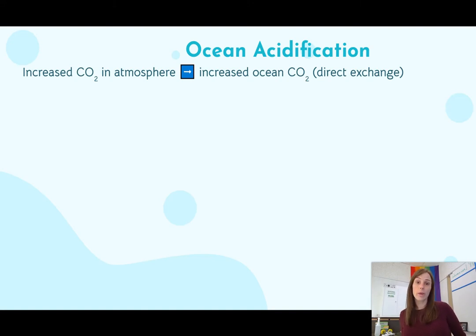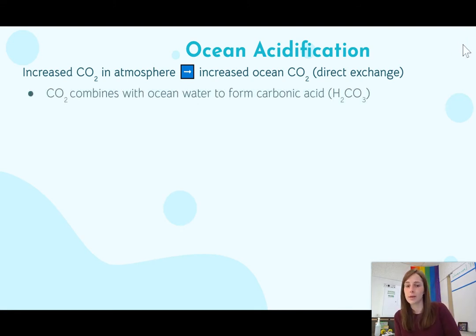Now, one of the things that's really important to remember is that what's happening in the atmosphere also happens in the ocean. So as we get increased carbon dioxide levels in the atmosphere, this causes increased ocean carbon dioxide because of direct exchange, which means that the atmosphere and the ocean are directly exchanging this carbon dioxide.